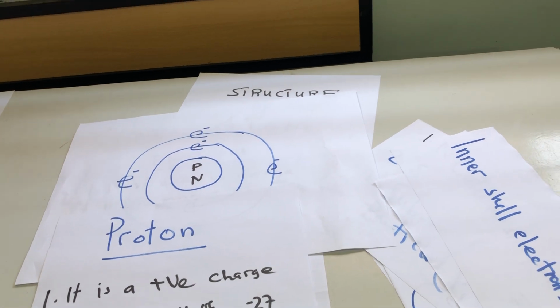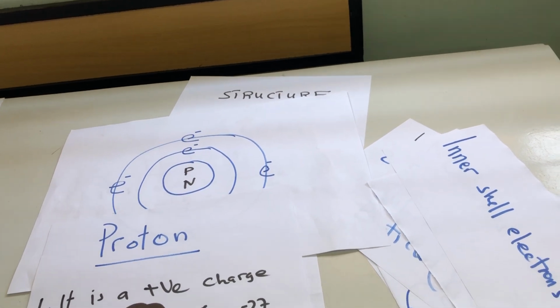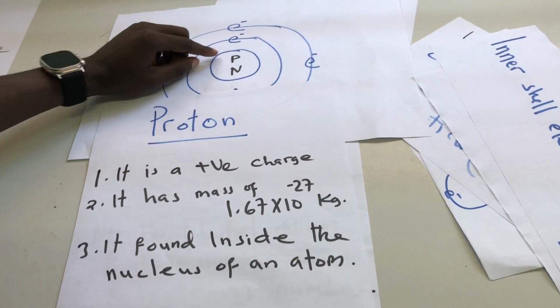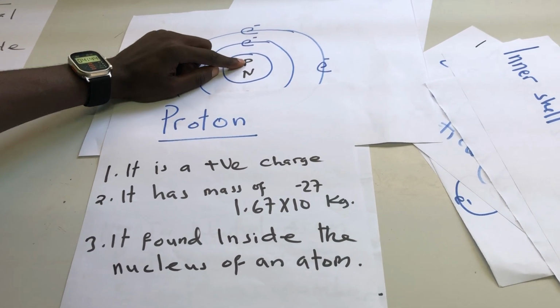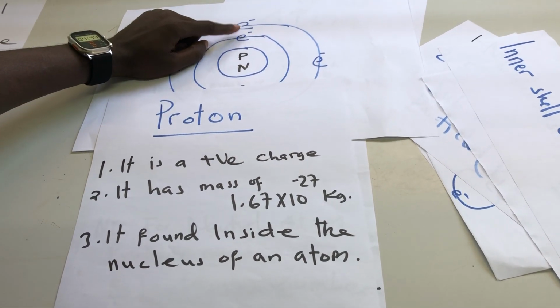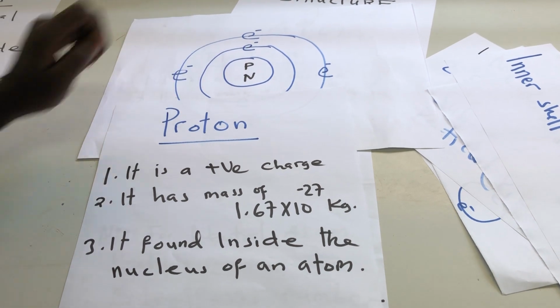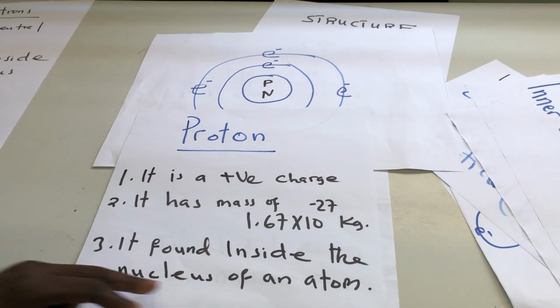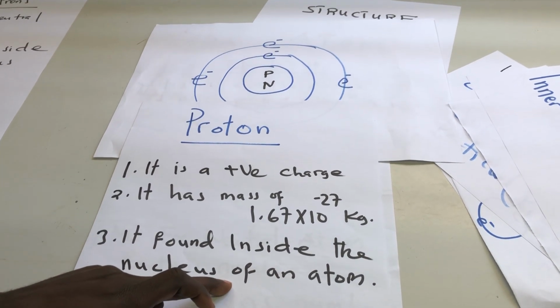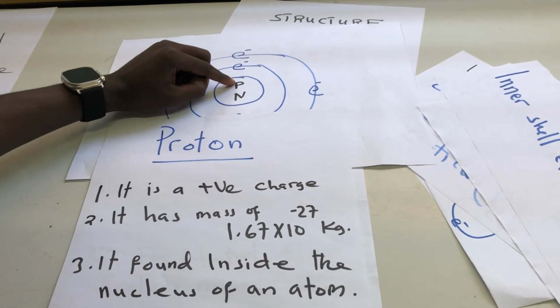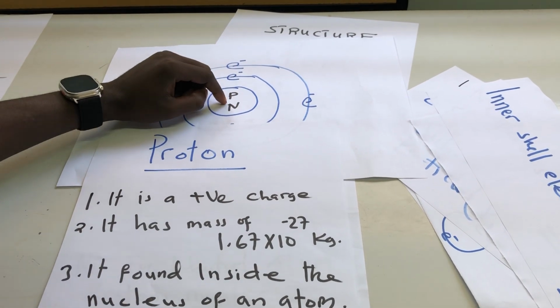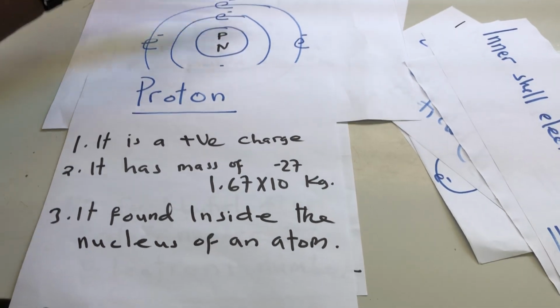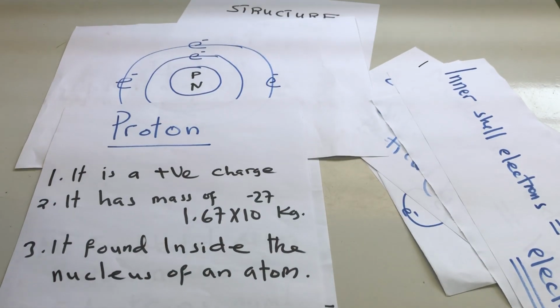So protons have a positive charge. Also, a proton has a mass of 1.67 × 10^-27 kg. So if you look, the mass of a proton is large compared to the mass of electrons. Also, it is found inside the nucleus of an atom. So protons are found inside the nucleus, but electrons are found outside the nucleus of an atom.